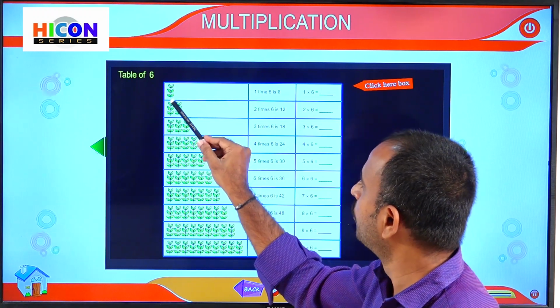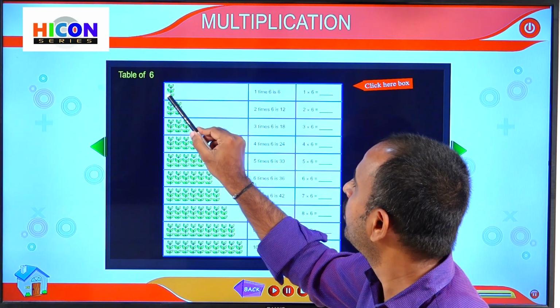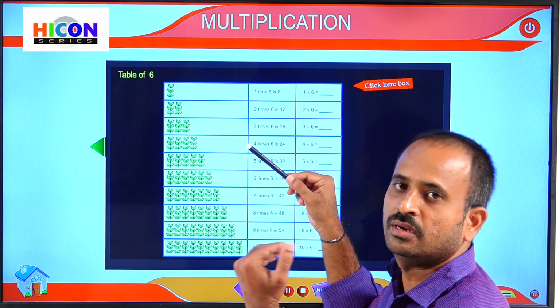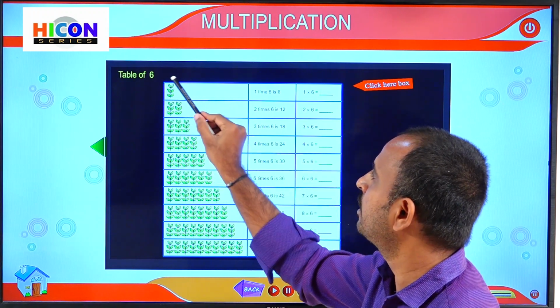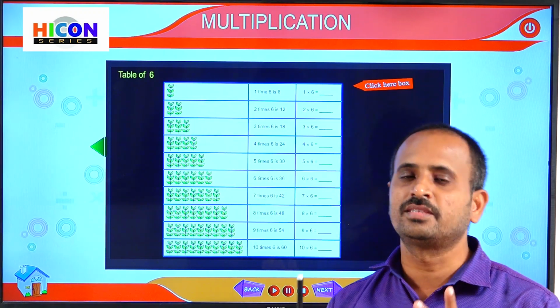And each group has how many leaves? Children, let us count how many leaves are there. 1, 2, 3, 4, 5, 6. That means 3 leaves are on the left side, 3 leaves are on the right side. Total how many leaves are there? Total there are 6 leaves. So each group has 6 leaves.